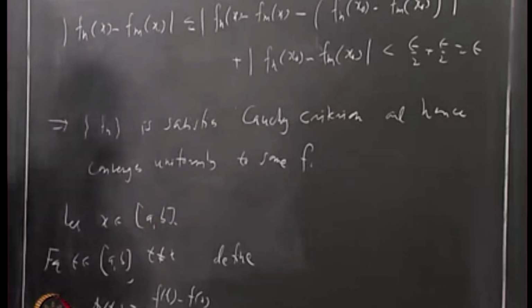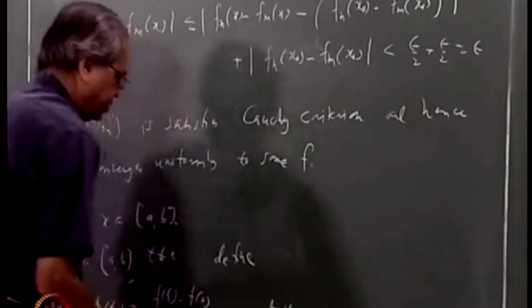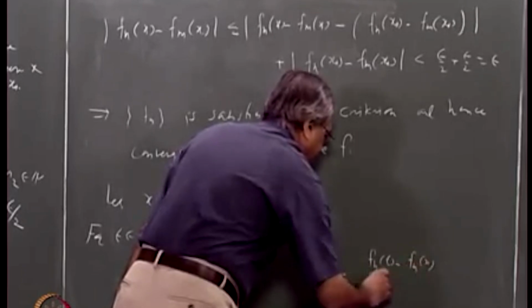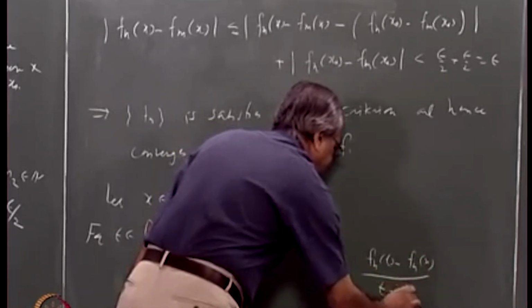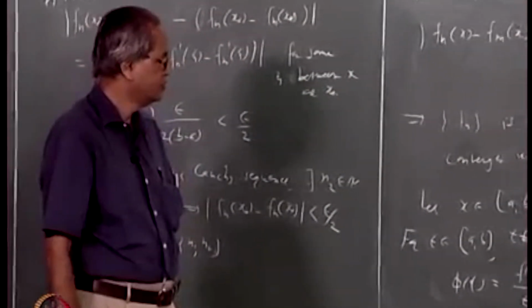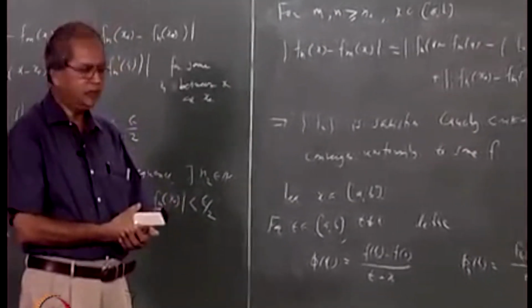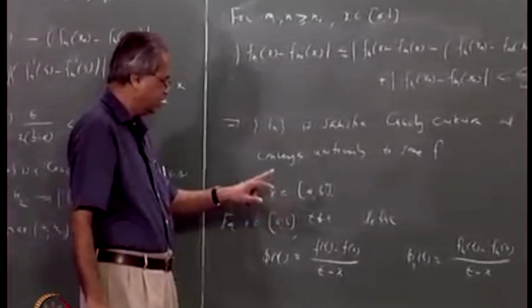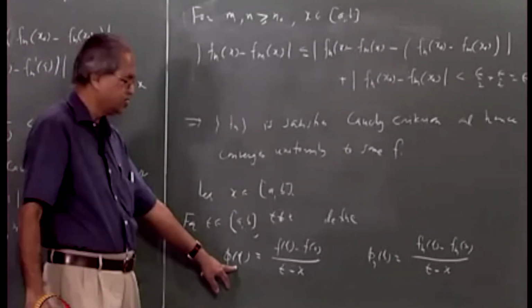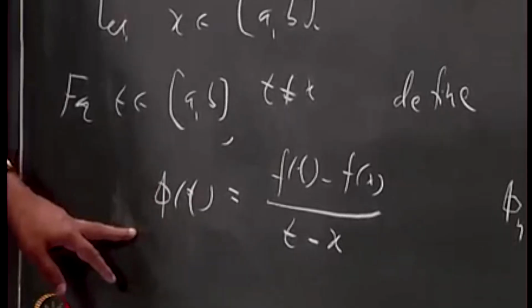And I will define phi n of t as fn(t) minus fn(x) divided by t minus x. You can understand why these functions are defined, because we are interested in differentiability. We want to show that f is differentiable, that is the same as showing that the limit of phi(t) as t tends to x exists.